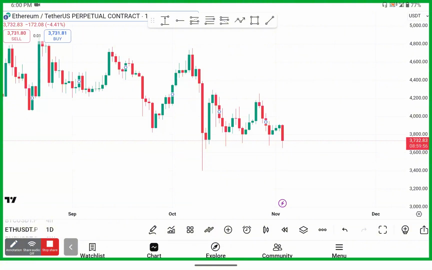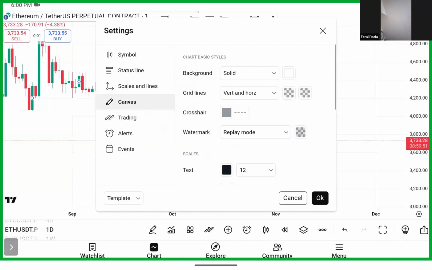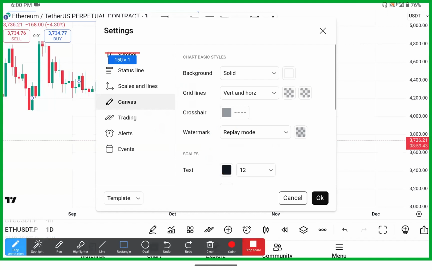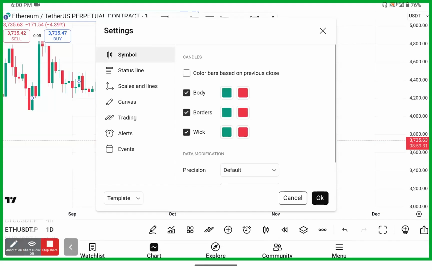You just tap the bodies of the candle twice. Then it will show up, and you tap on Symbol. I hope you see that part. Are you seeing this part of Symbol? That is the first thing, in case you want to change your chart colors.